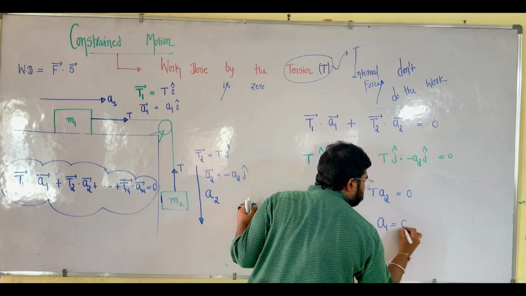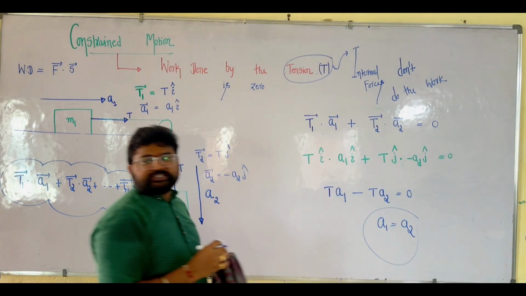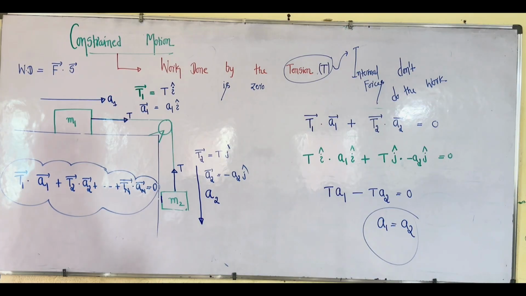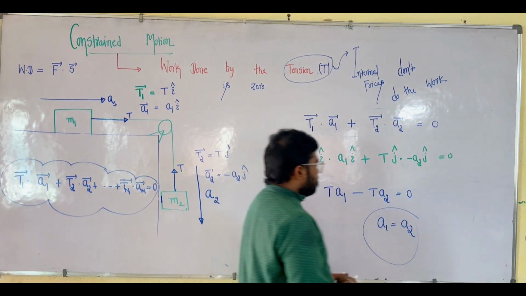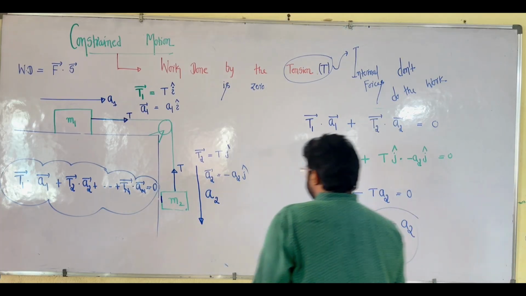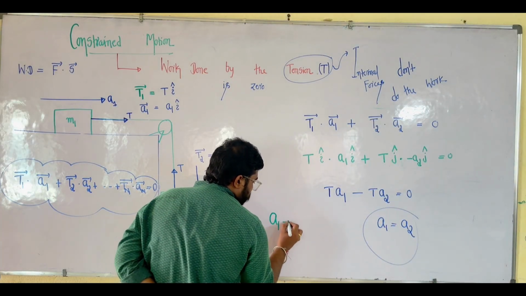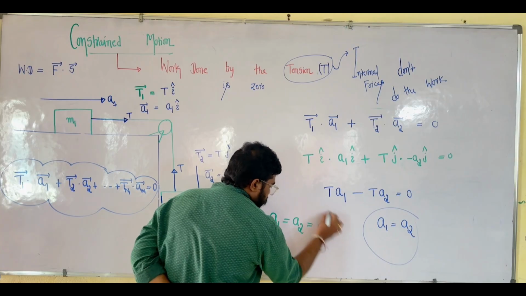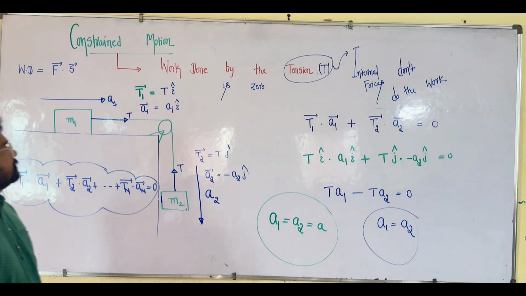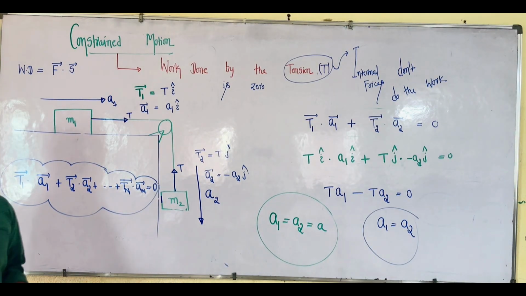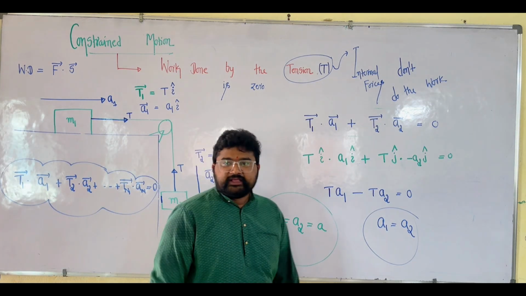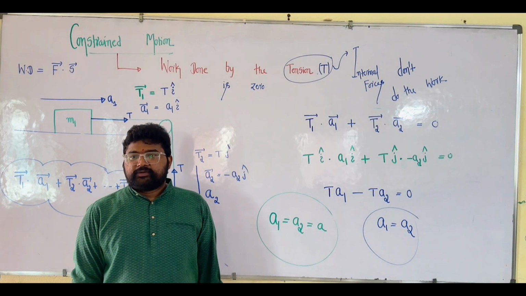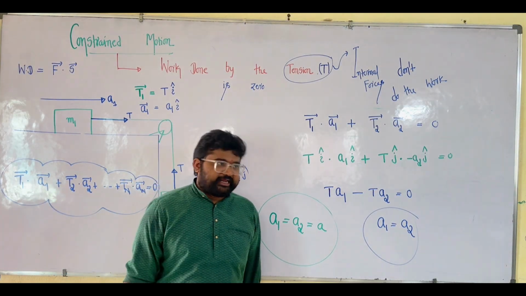Once you apply the constraint equation, A1 equal to A2 is obtained. Understood? These two blocks have the same acceleration. We proved it with the constraint equation. A1 equal to A2 equal to A. Are you following? Clear or not? Two shortcuts completed. Okay? So we need to discuss problems based on this trick.